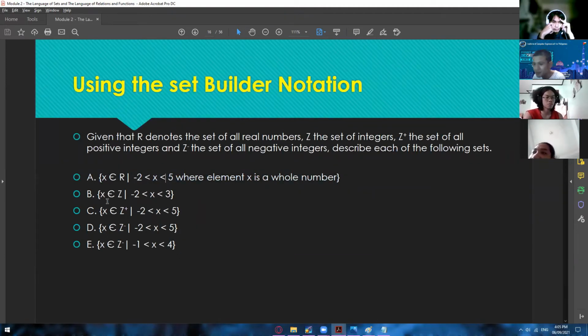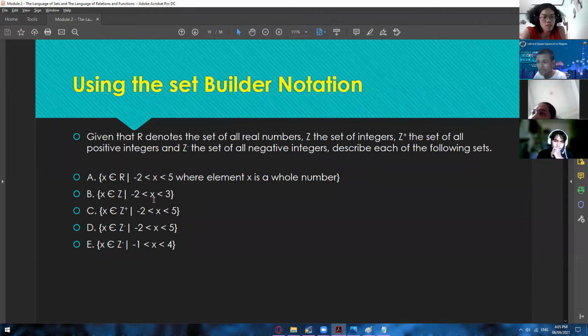And then for letter B, who would like to answer? X is an element of Z. What is Z? It is the set of integers, such that X is greater than -2 and X is less than 3. I would like you to list all of the elements.